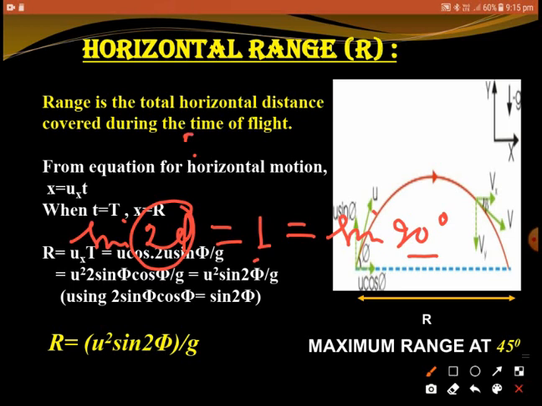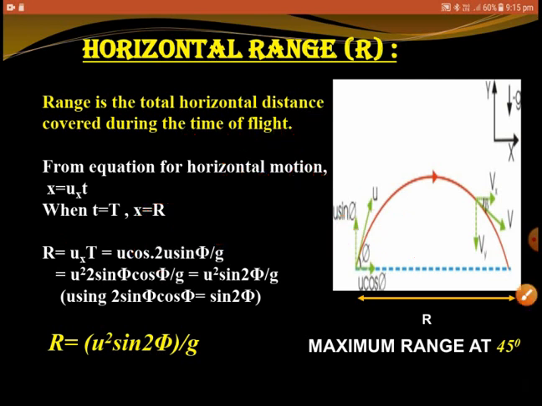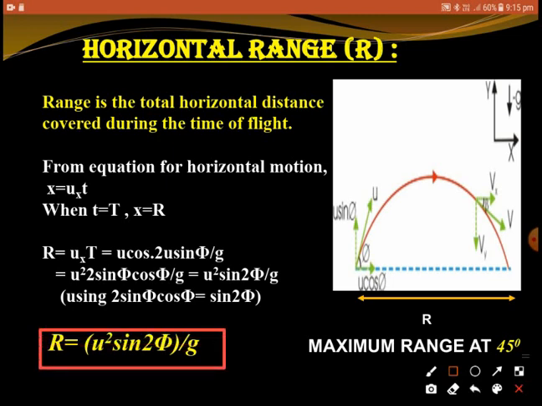So twice phi must be equal to 90 degree. So your phi must be 90 degree divided by 2, which means 45 degree. So your maximum horizontal range will be obtained at 45 degree. Got it here? Clear? Yes. So the maximum horizontal range will be obtained at 45 degree, and the expression of your horizontal range will be given by this: R is equal to u square sine of twice phi divided by g.